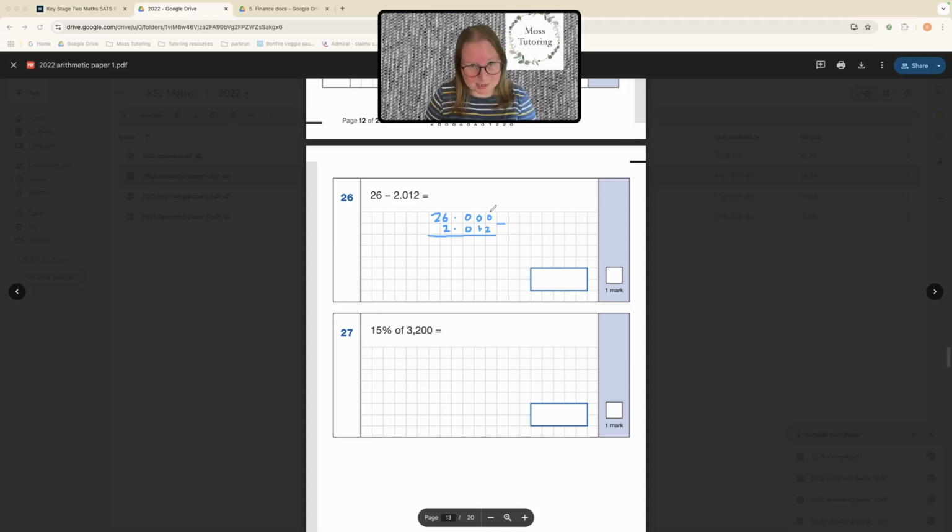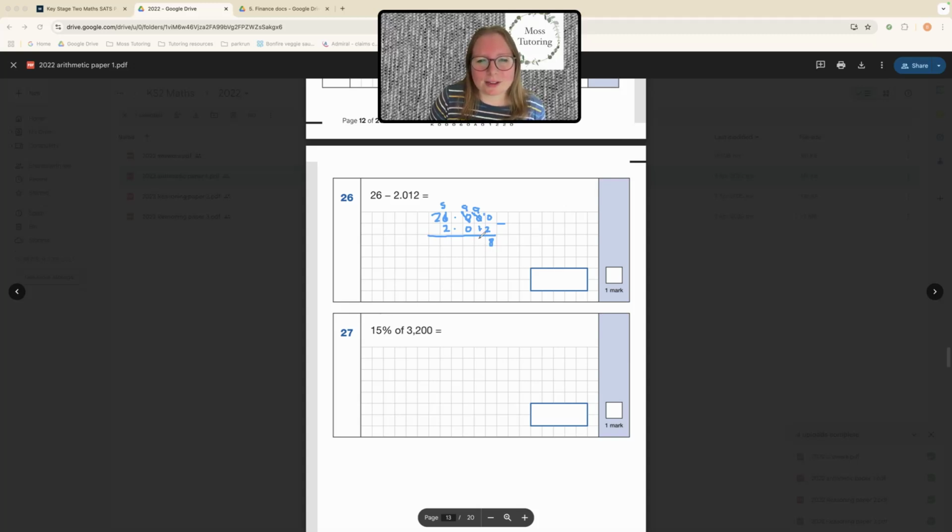So 0 take away 2 we can't do. Can't exchange anything from anywhere apart from the 6. So let's make that a 5. Make that a 10. That's a 9. Then change that again. So 10 take away 2 is 8 in the thousandths. Oh, that's a 10. So it says an 8.